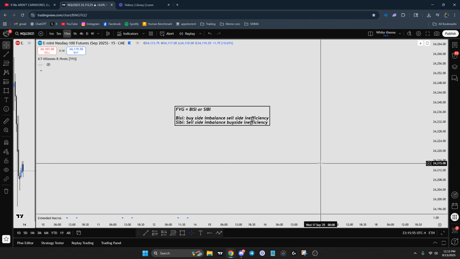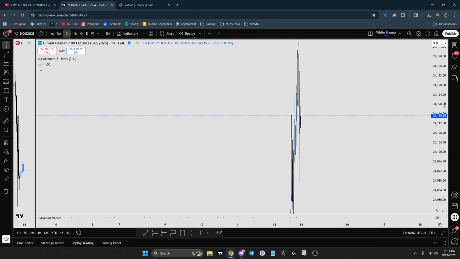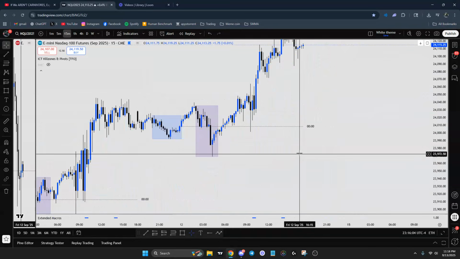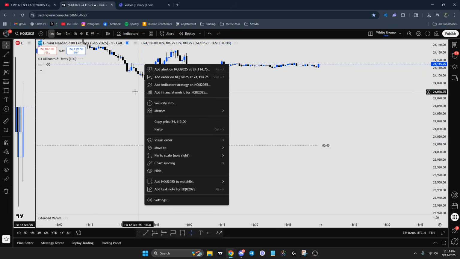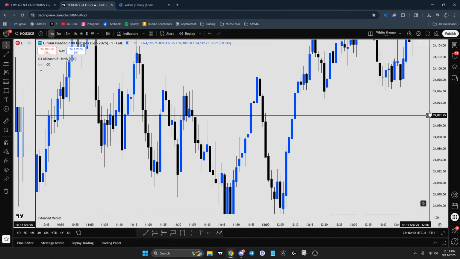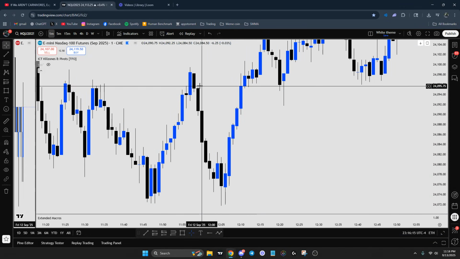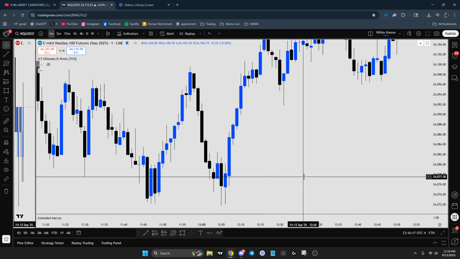So what does that even mean? Because obviously on paper you're like, what does that even mean? Well, it's very simple. I'm going to go into a chart and show you. Let me just find a clean example where I can show you guys. Okay. So my blue candles are upwards candles and my black candles are downwards candles.